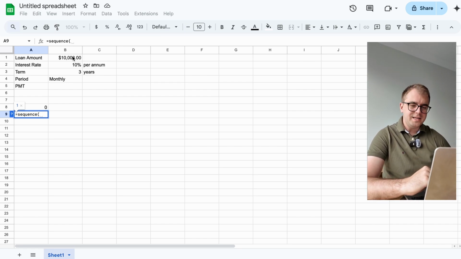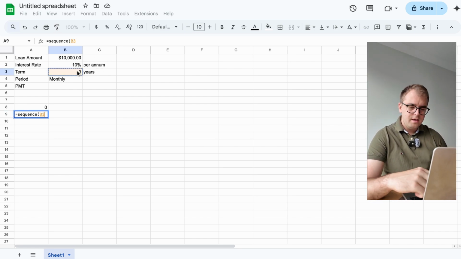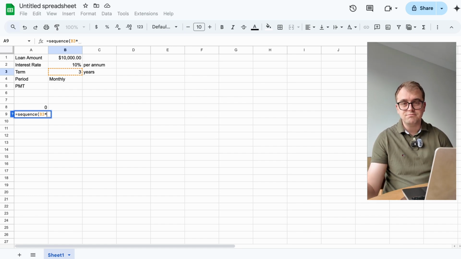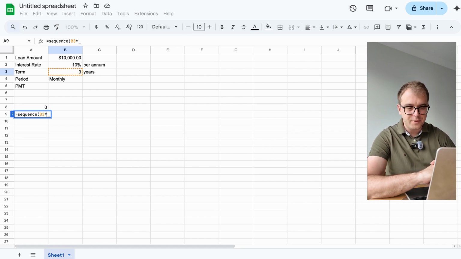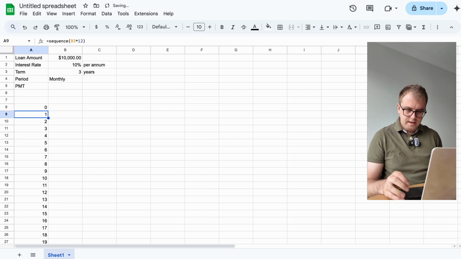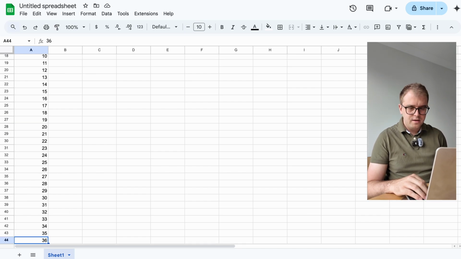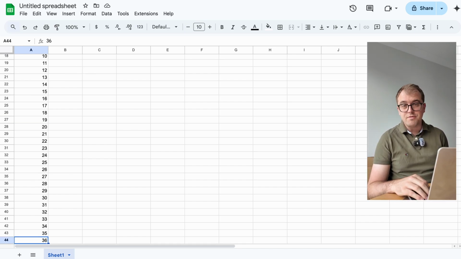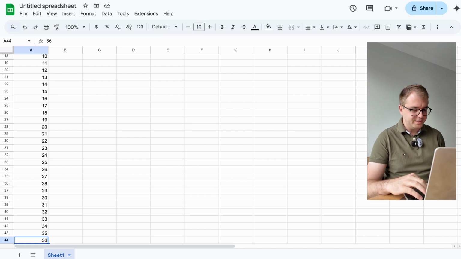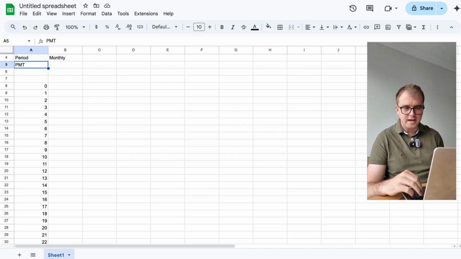So what we need to do is take our term and multiply that by our periods. Now monthly, there are 12 months in a year. So here we need to use 12. And what you'll see here, if I use, I'm on a Mac, so Command-Down, or Control-Down if you're on a PC, right down the bottom, 36. So we have 36 installments: 3 years, 12 payments in each, 36 total. So that's where we start.